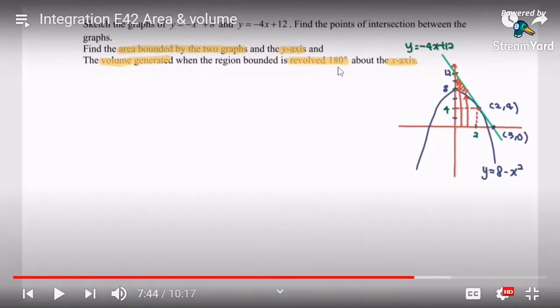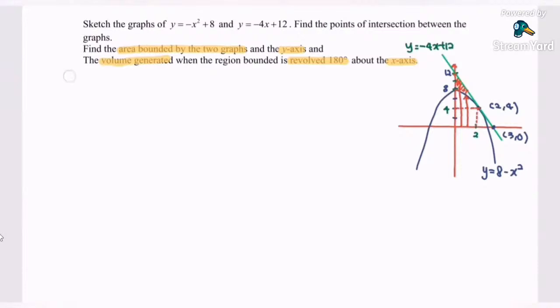So here we revolve 180 degree. So in front we must put pi over 2, not pi anymore. Meaning that in order to find the volume, the formula will be pi over 2 integrate, we have y sub 1 square minus y sub 2 square with respect to x. So for this case, V is equals to pi over 2 integrate.